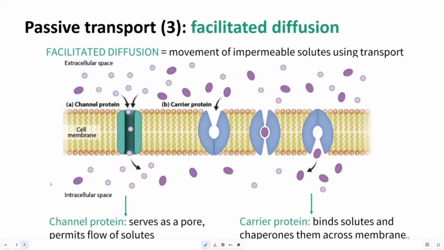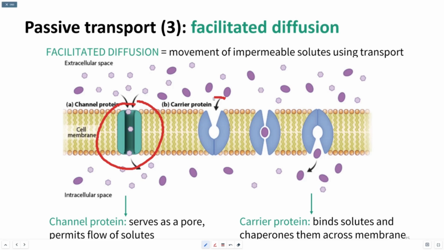Facilitated diffusion is when there's a movement of impermeable solids using a transport protein. Two types of facilitated diffusion exist: channel-mediated diffusion and carrier-mediated diffusion. Channel-mediated diffusion is where a certain ion can move across the membrane through a water-filled, ion-specific channel, like right here. This is a specific channel that moves the ion from one side to the other. Sometimes it could be leak channels that remain open at all times, and sometimes it could be closed.